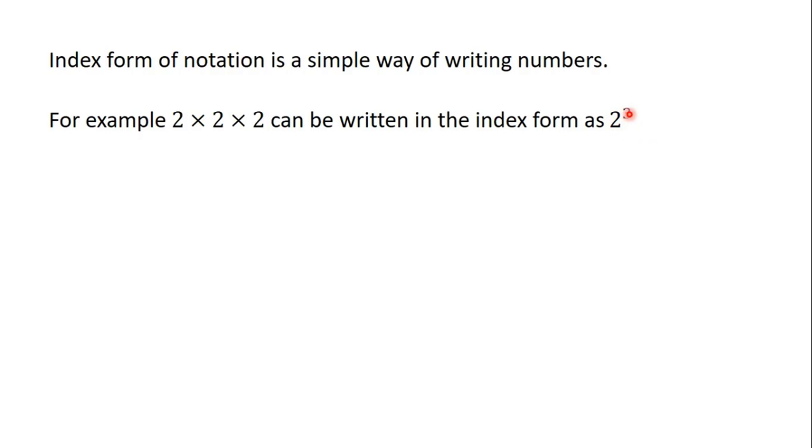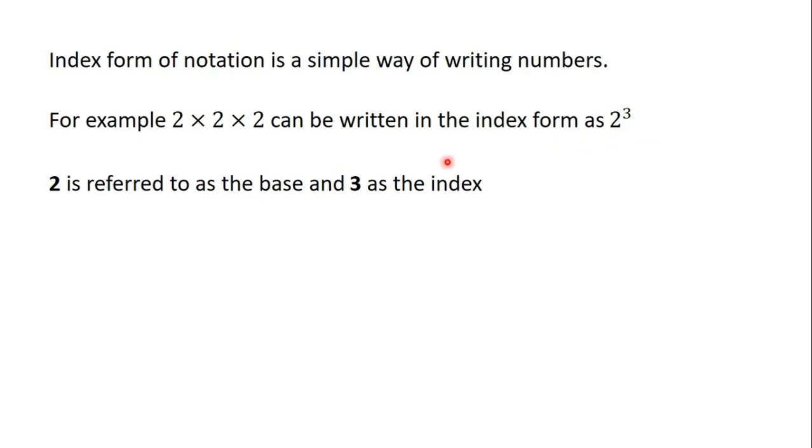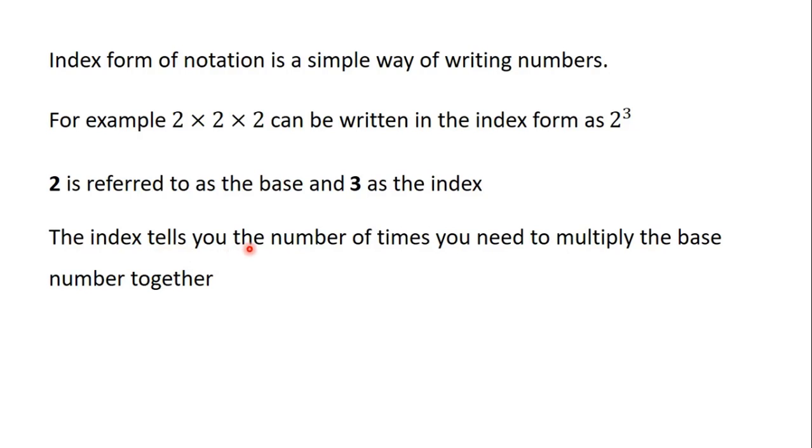When we write a number in the index form like this, 2 is referred to as the base, and the 3 on top here is referred to as the index. So 2 is the base and 3 is the index. The index tells you the number of times you need to multiply the base number together. So here we have 2 to the power 3, which means that 2 is the base and 3 is the index.